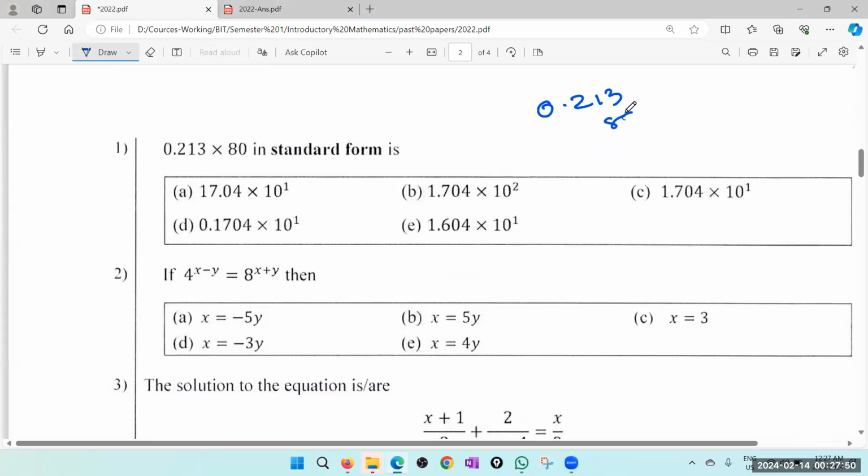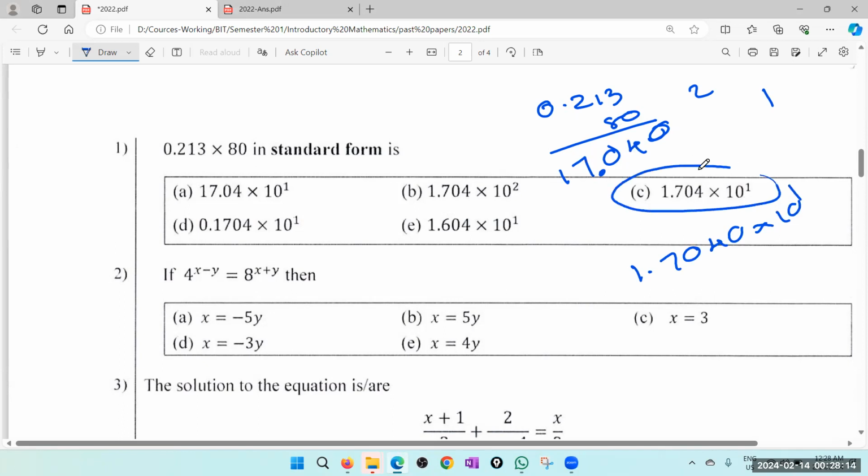0.213 into 80. 8 into 3 is 24. 2, 8 plus 2 is 10. 1, 8 into 2 is 16. 16 plus 1, 17. So 3 decimal places are there. Now we want to normalize. Normalize means we have to write it like 1 point something. That is 1.7040 into 10 to the power 1. The answer is C.